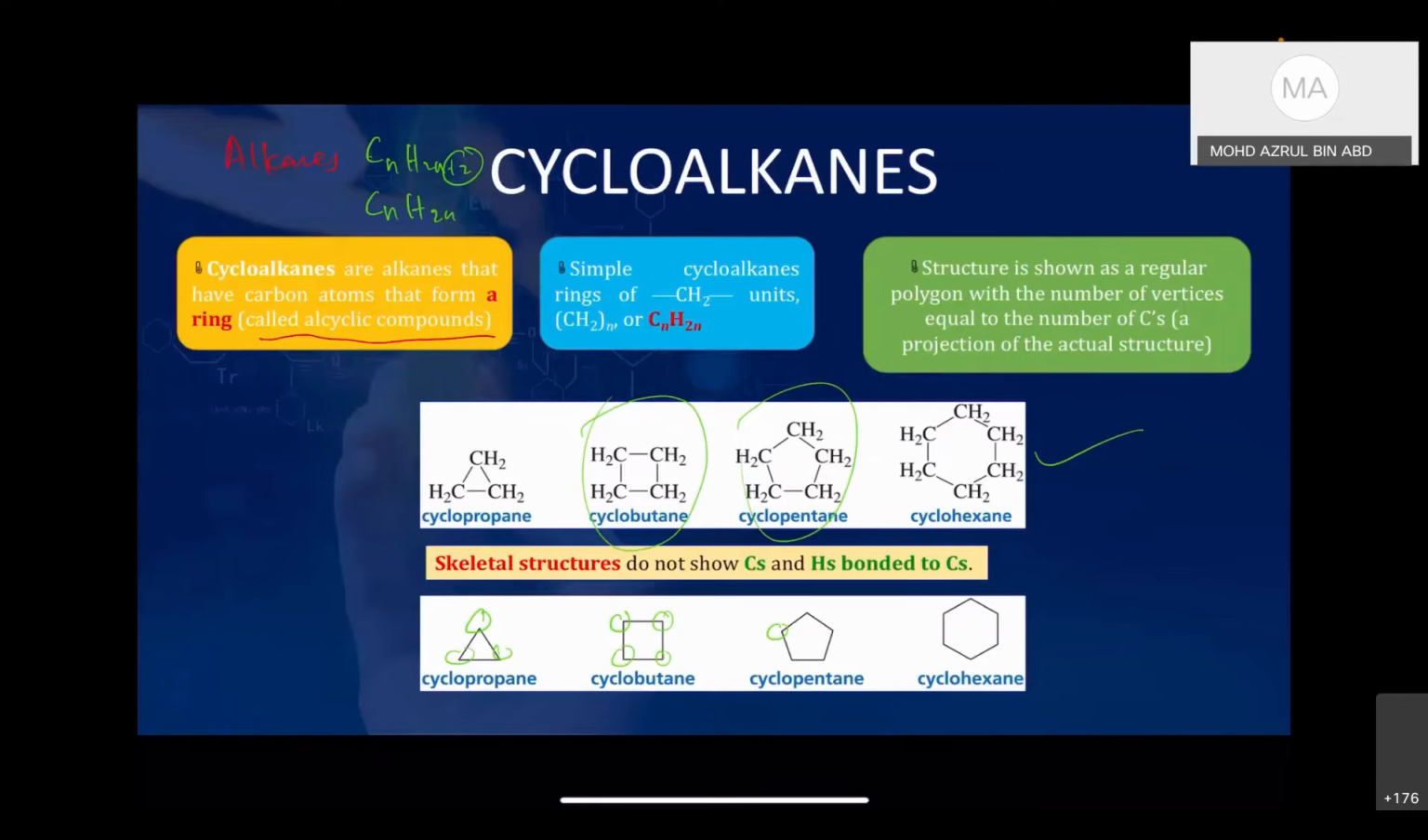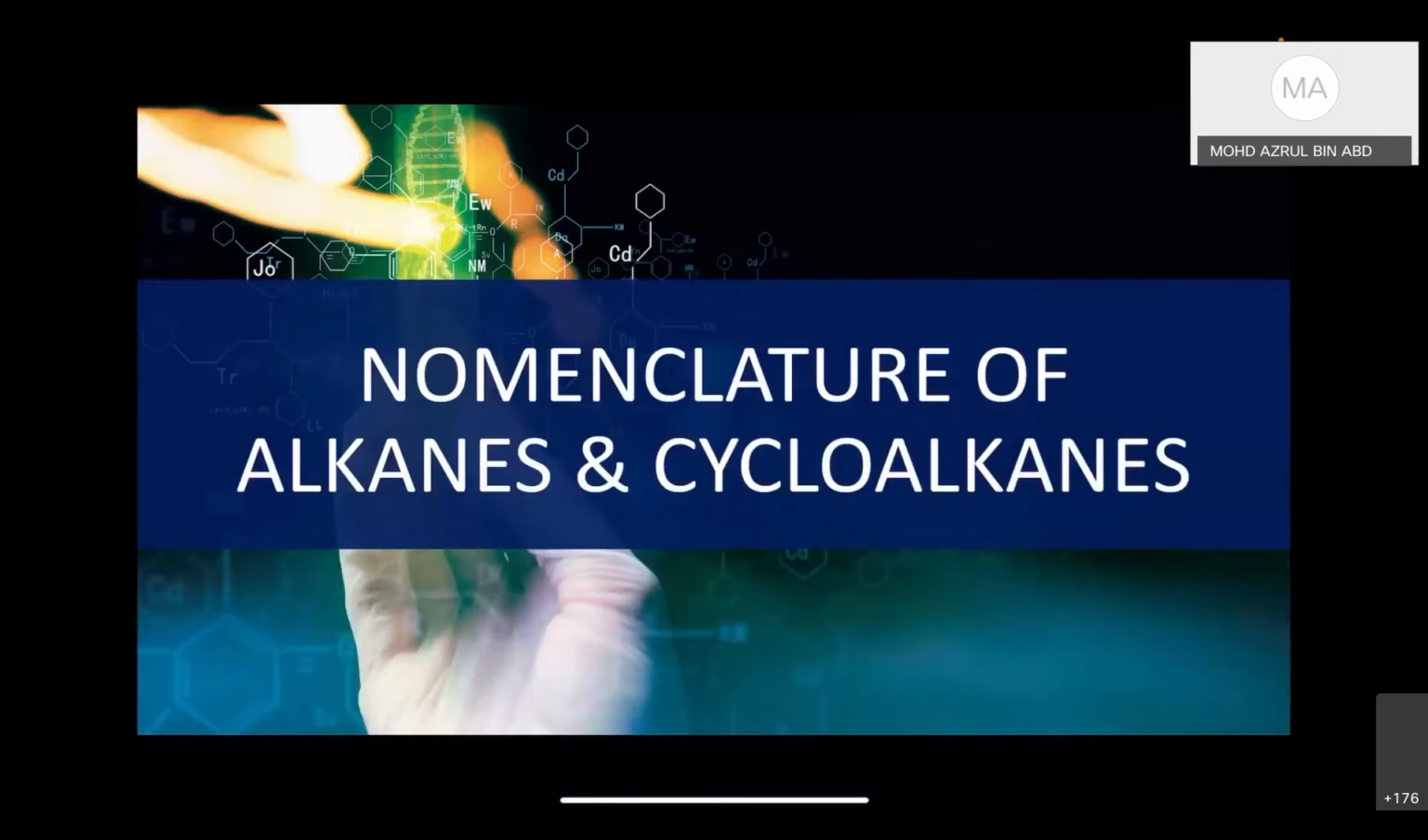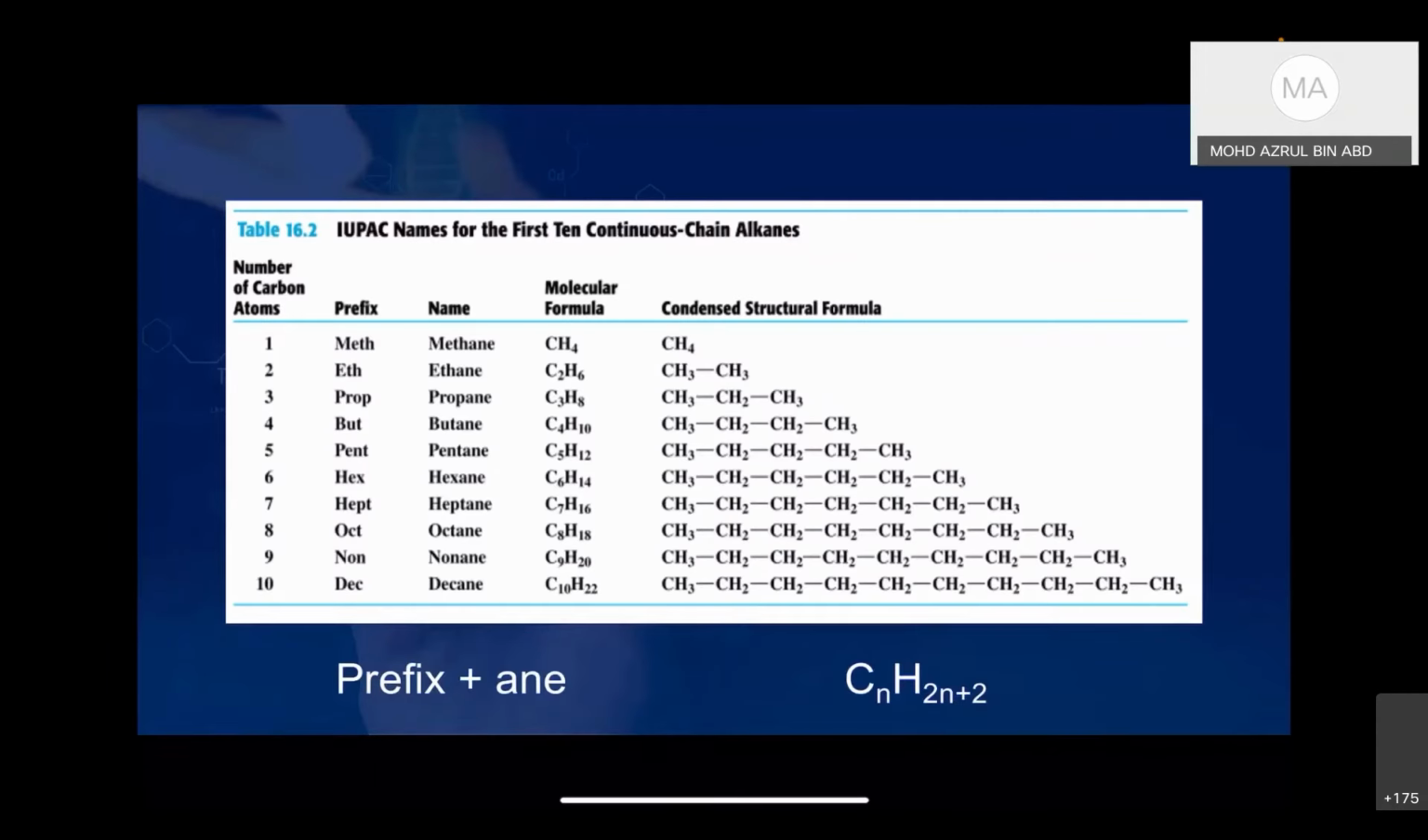All right. Now we move to the nomenclature of alkane, how we can name the compound. There are a few guides that you need to follow to name the compound. You can name the alkane compound based on the prefix plus "ane" at the end of the name. So you must know the prefix first, and then you just add the a and e at the end of the name.